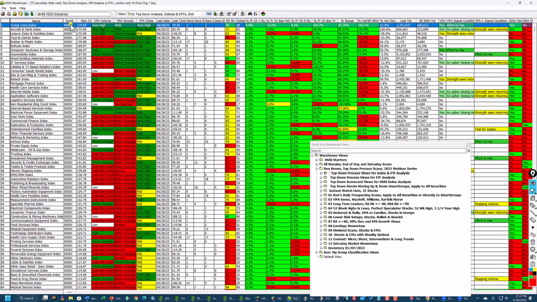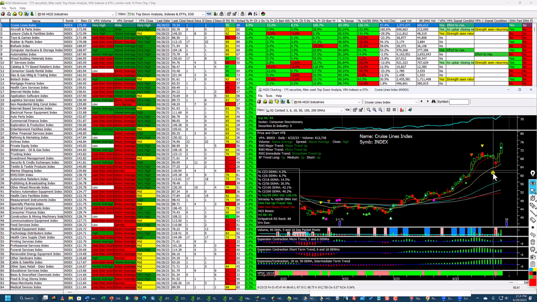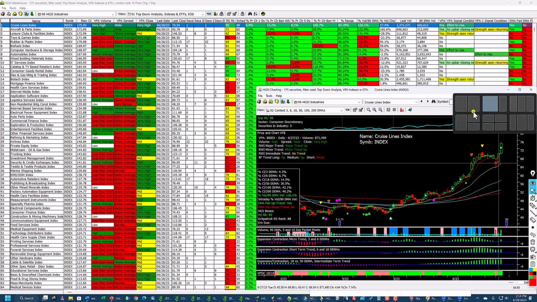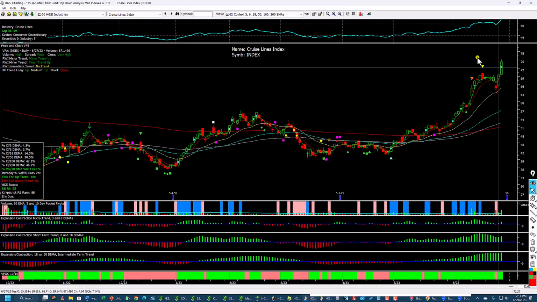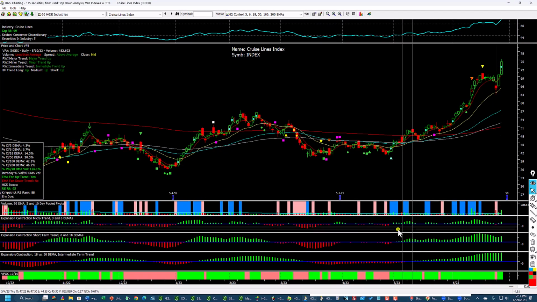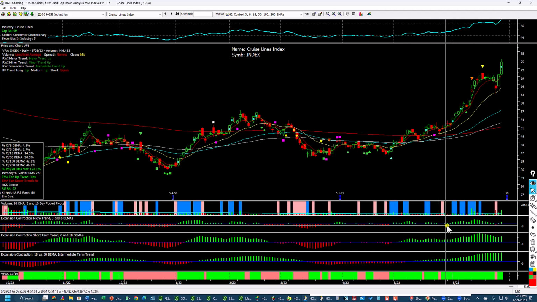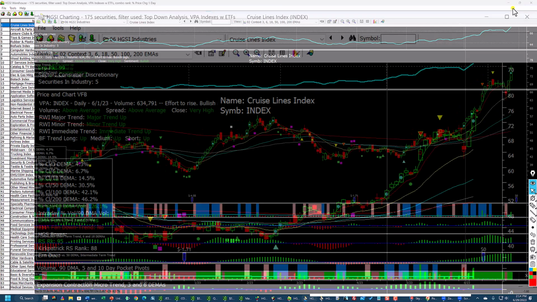Here's the industries. Cruise lines were the top group yesterday. You can see only one day. It had only started going back up 1 day ago with the 3 crossing the 6 because there was a little correction on the group, and then yesterday it started going back up again. These work for indexes too, not just for stocks and ETFs. So the original breakout was back here. 2 days later, there was an effort to rise. Volume pocket pivot. The VPOC was already positive, and this group has gone on a major run, along with the airline group.